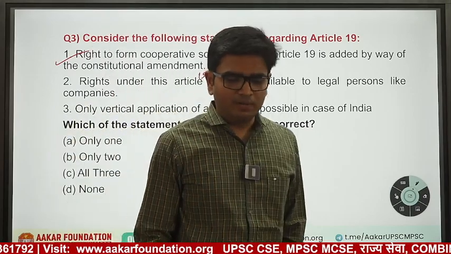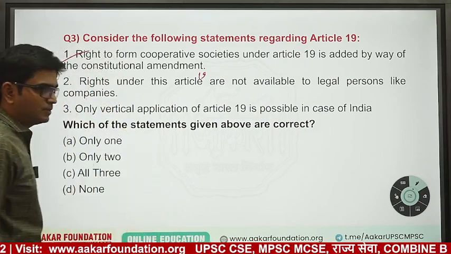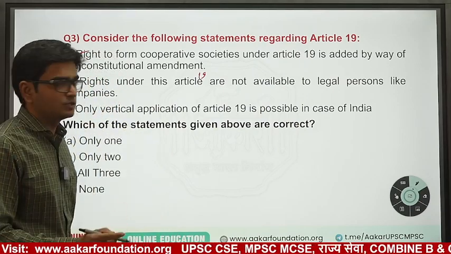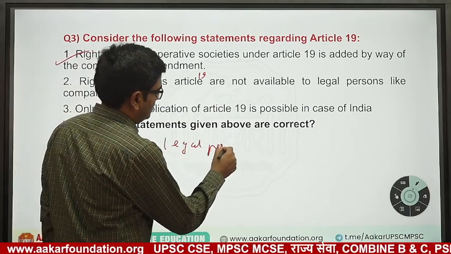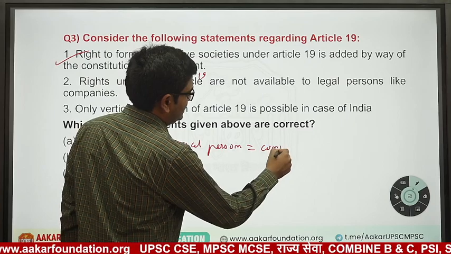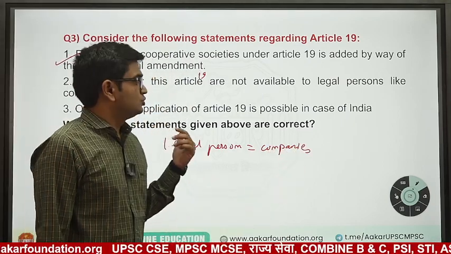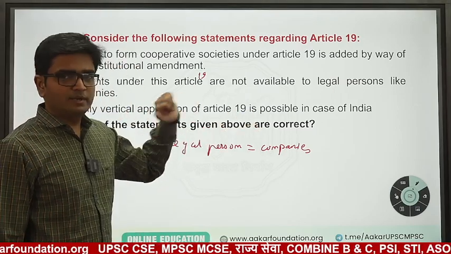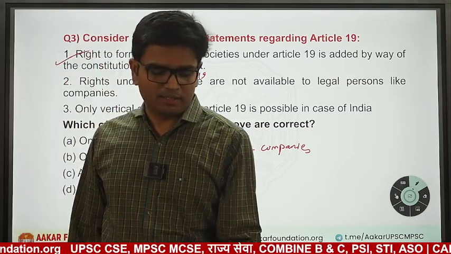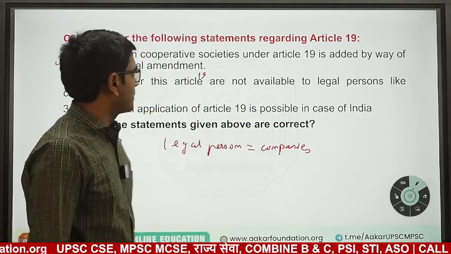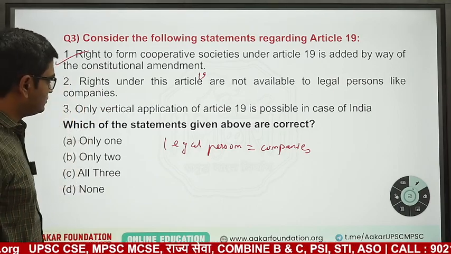So initially, there are a few fundamental rights which are applicable not only for citizens but for persons, and also for legal persons. What do you mean by legal persons? Legal persons means companies, institutions, etc. We can call it a legal person. So what it says, Article 19 rights are not available to legal persons like companies. So this is a correct statement. Article 19 does not apply to legal persons like companies. It is only applicable to citizens. This is correct.